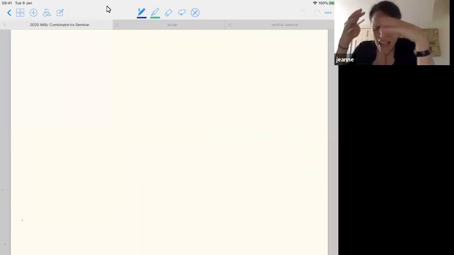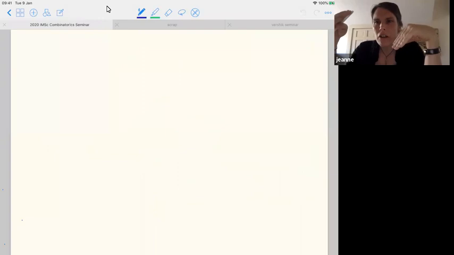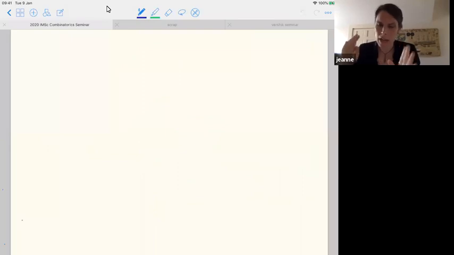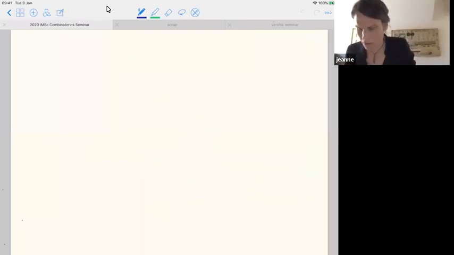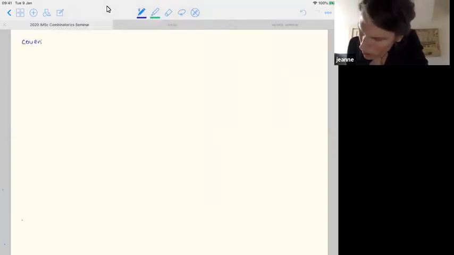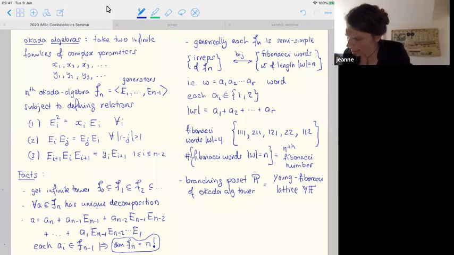So it's a bit difficult for me to explain what the order relation on this Fibonacci poset is in general. What I can do, and what typically is done, is tell you what the covering relations are, and then by extension you get the rest of the picture. So the covering relations for YF. Well, also I should point out that this thing is ranked.